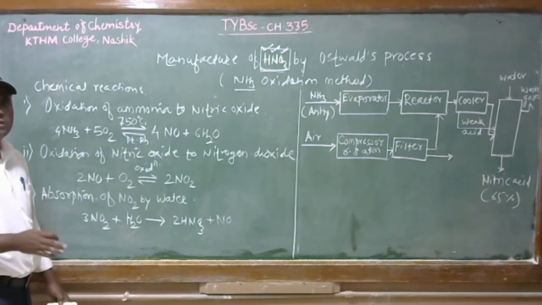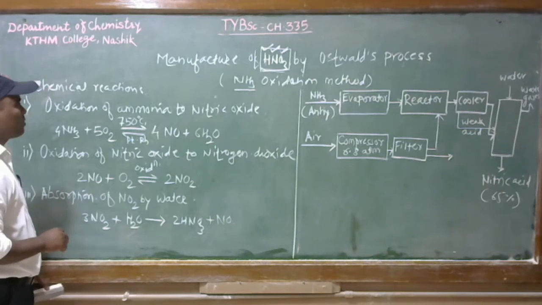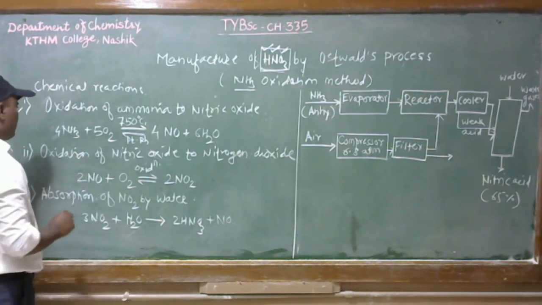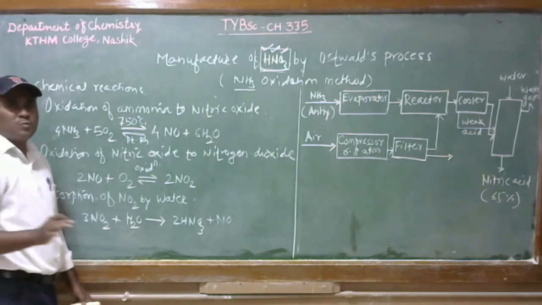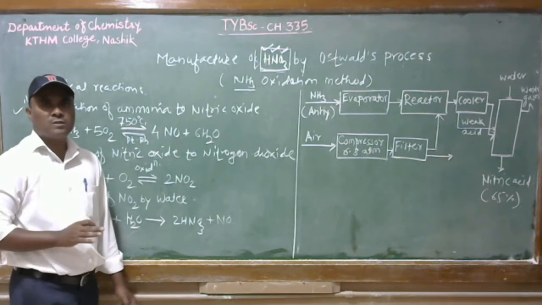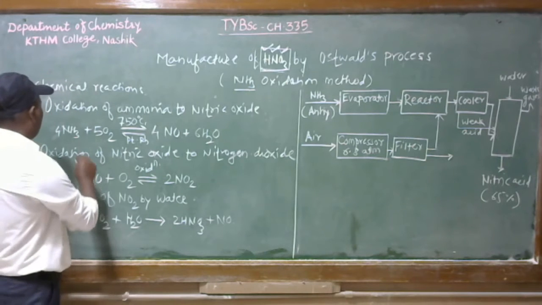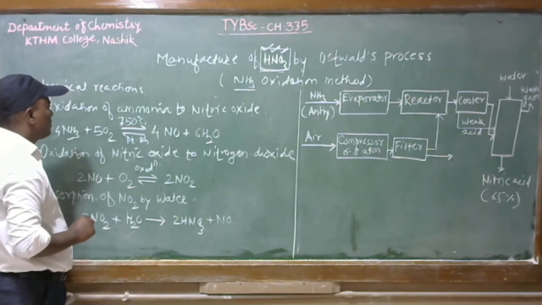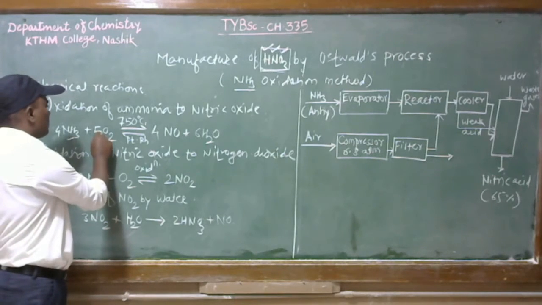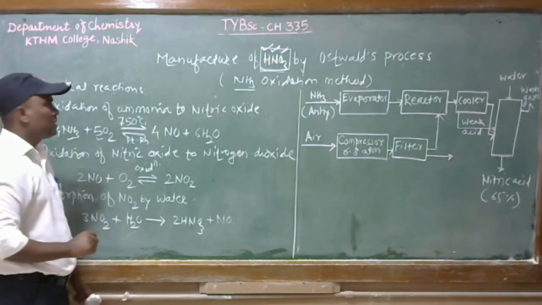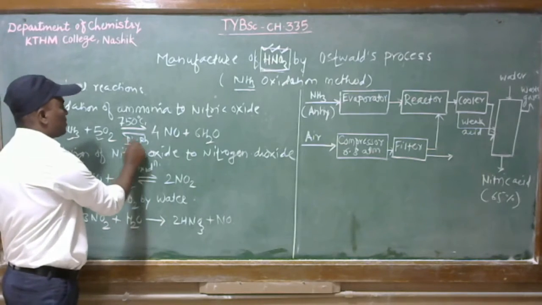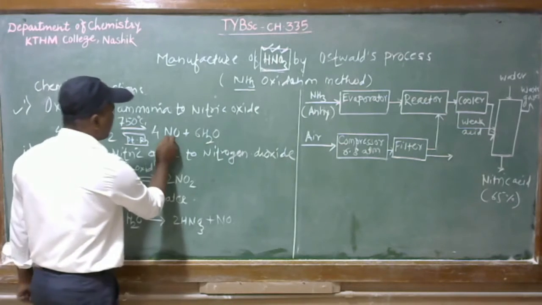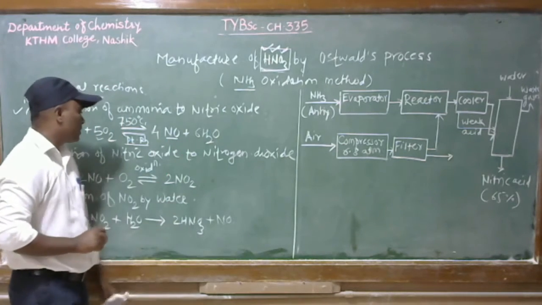If you see the chemical reactions involved in the manufacture of nitric acid by the Ostwald method, the first step is oxidation of ammonia to nitric oxide. This is the important step in the manufacture of nitric acid. Oxidation of ammonia with the help of oxygen in presence of platinum-rhodium catalyst at a temperature of 750 degrees Celsius gives nitric oxide as well as water.